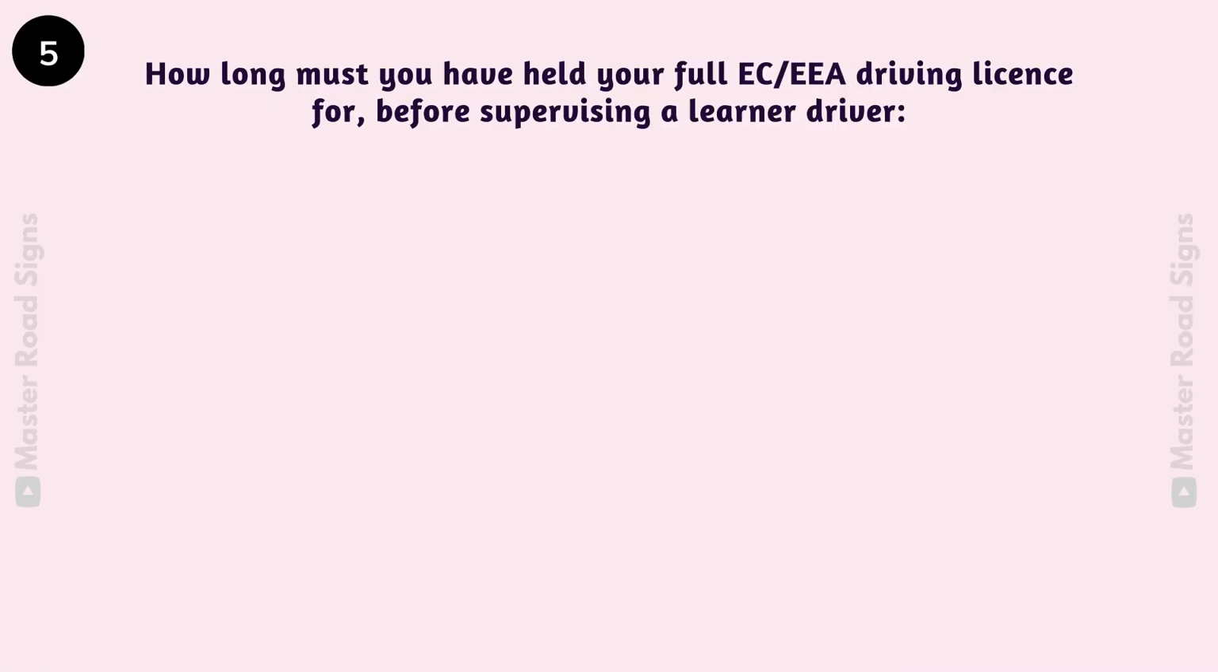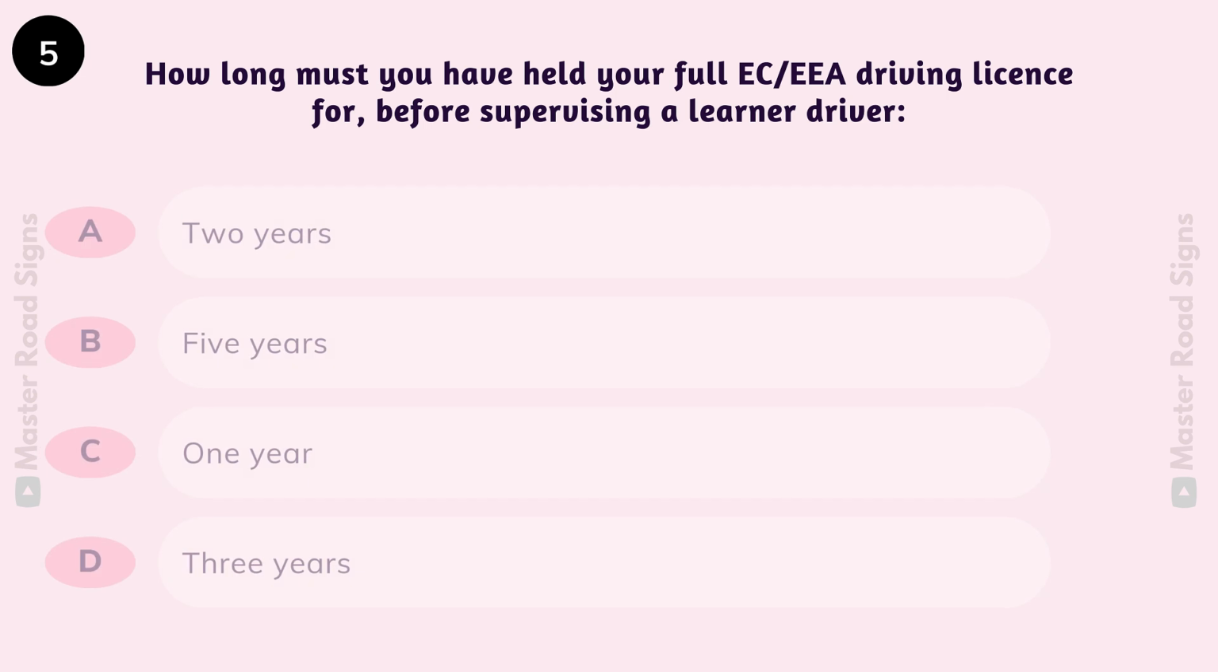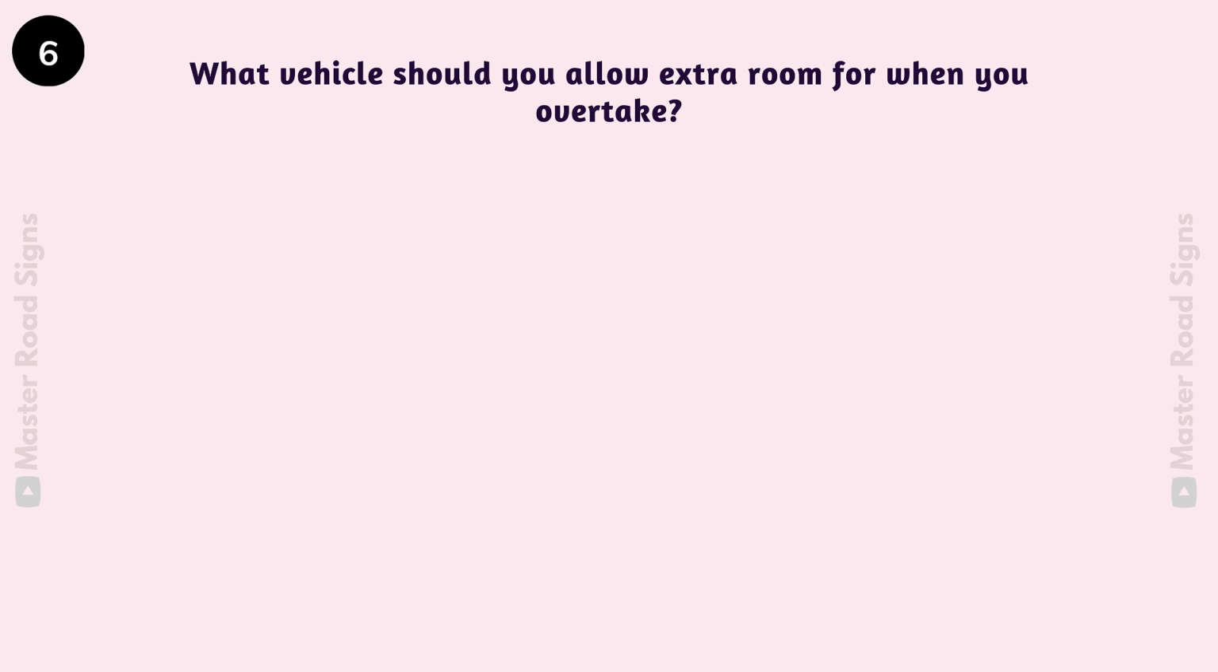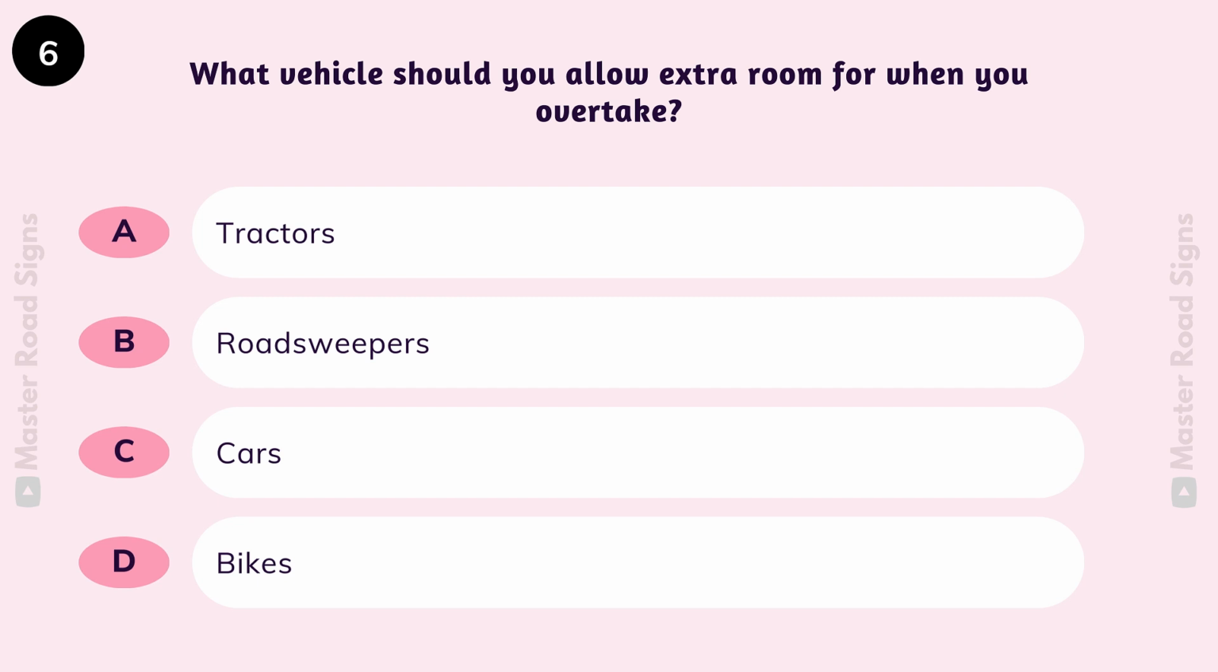Question 5. How long must you have held your full EC/EEA driving license for before supervising a learner driver? A. 2 years. B. 5 years. C. 1 year. D. 3 years. The answer is D. 3 years. Question 6. What vehicle should you allow extra room for when you overtake? A. Tractors. B. Road sweepers. C. Cars. D. Bikes. The answer is D. Bikes.